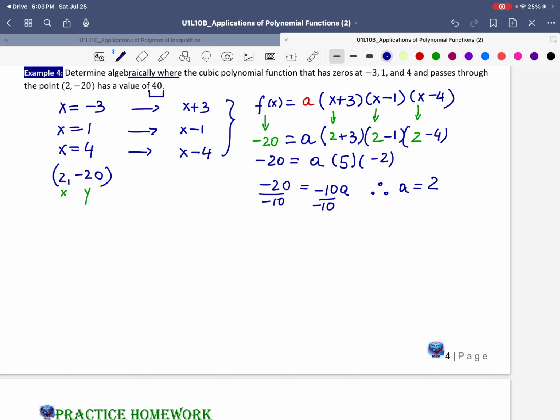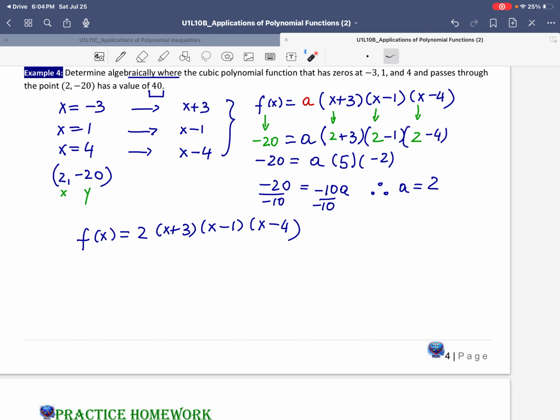So once we have this, then we have the equation of this polynomial function. F of x equals 2, x plus 3, x minus 1, x minus 4. So you're probably familiar with these type of questions because we've done them when we solved equations or when we discussed factoring polynomial functions. But this problem is a little bit different than the ones that we have done before because there is an extension to these questions that we've done before.